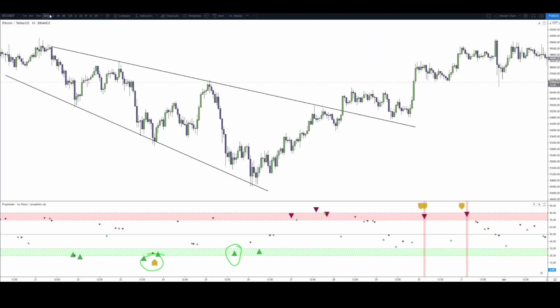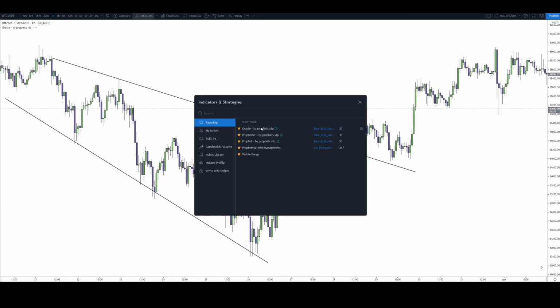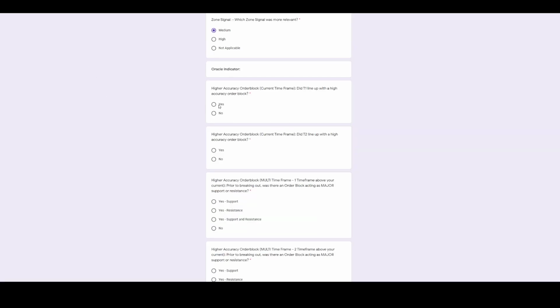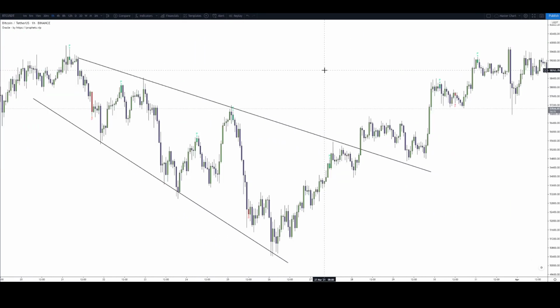Cool. Now we're moving on to Oracle. So we can get rid of that indicator and bring up Oracle. Let it load. Alright. High accuracy order block. The time frame that you're currently on, right? So for me, I've done this entire pattern on the 1 hour, because on the 1 hour that looks the cleanest in my opinion.